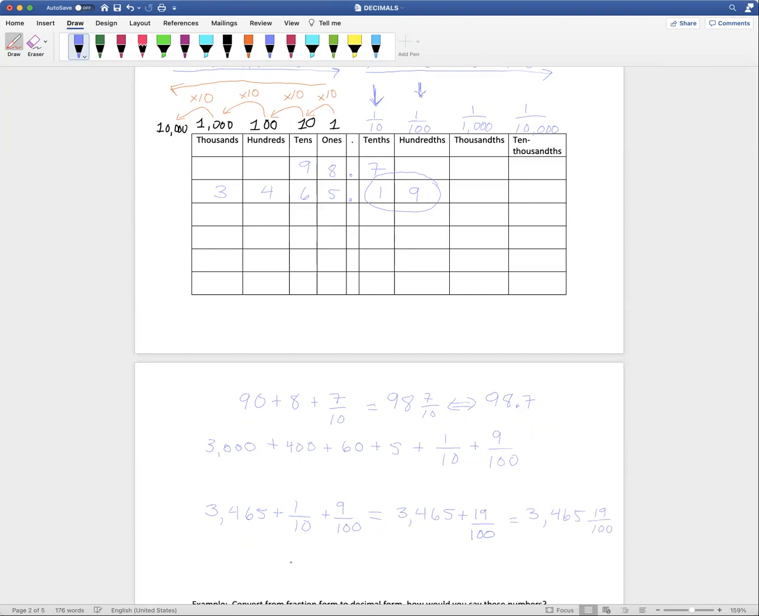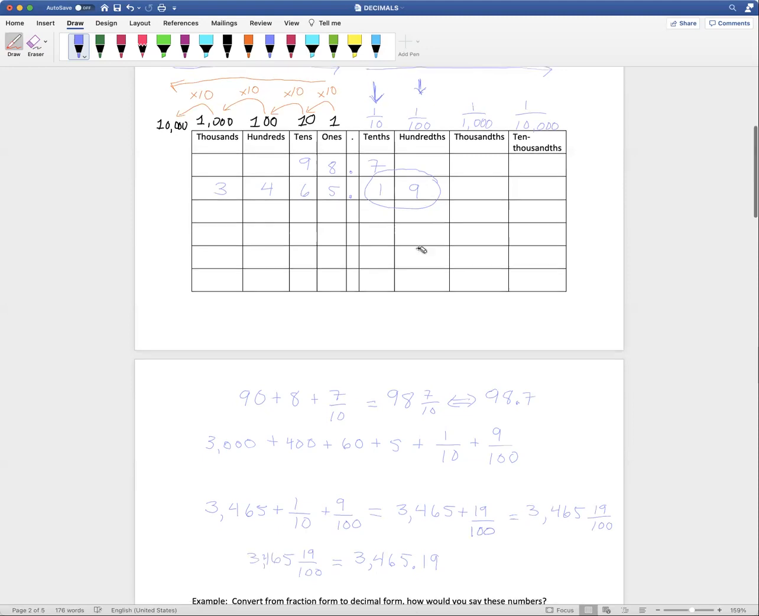As a decimal, that would be equivalent to saying 3,465, excuse me one second, let me just get that 19/100ths at the end of it. As a decimal, that would be the same thing as saying 3,465.19. So 19/100ths could either be called 1/10 and 9/100ths, but it's equivalent to saying 19/100ths.